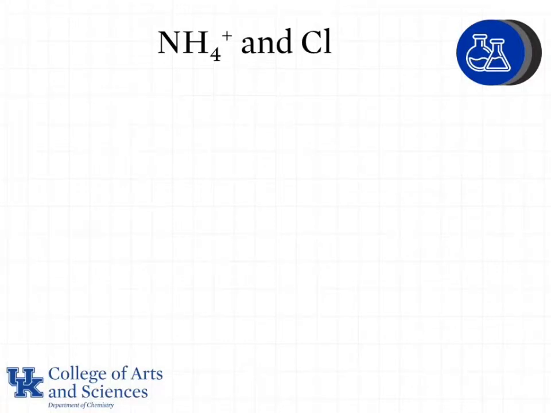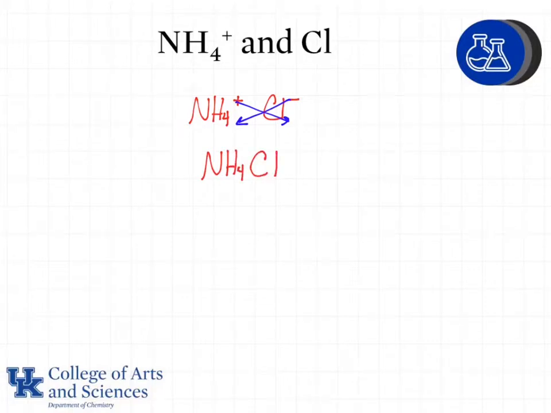Let's look at an example with NH4+, which is a polyatomic ion, and chlorine. We know that the NH4 has a +1 charge. When we look at the ion that forms from chlorine, we know that we're going to get Cl-1, because chlorine has 7 valence electrons, so it's going to gain 1 electron to have a 1- charge. We do our crisscross down and we find that we get NH4Cl.